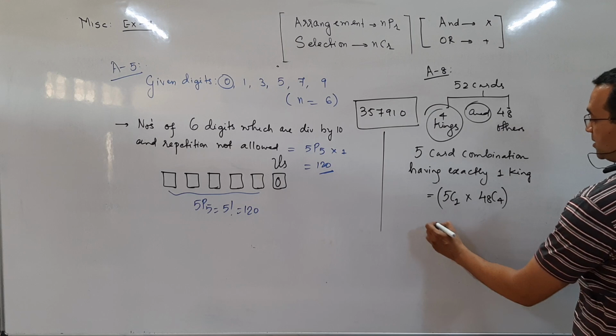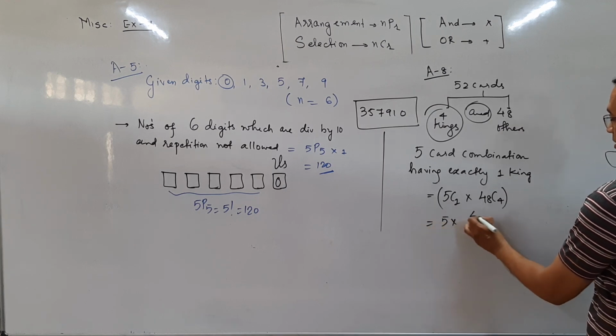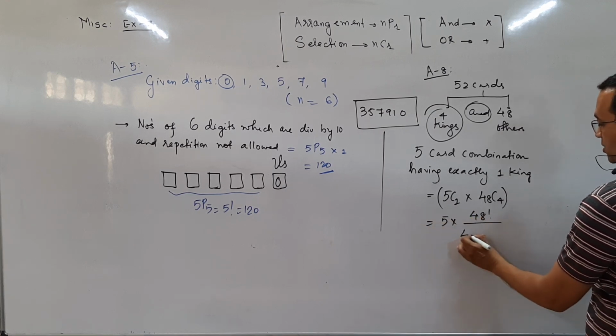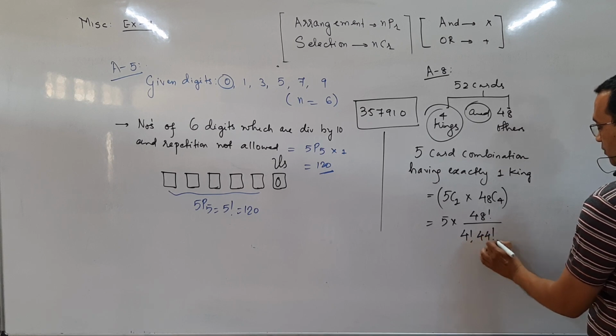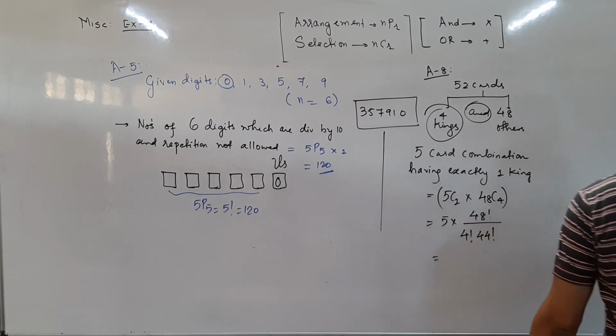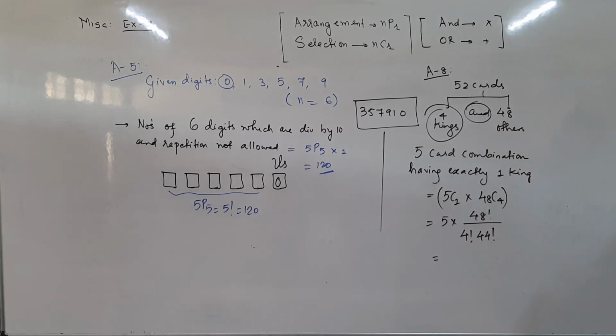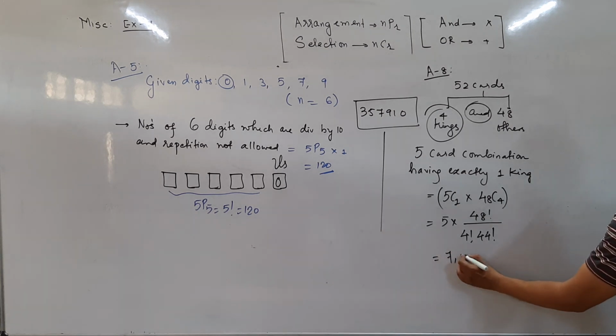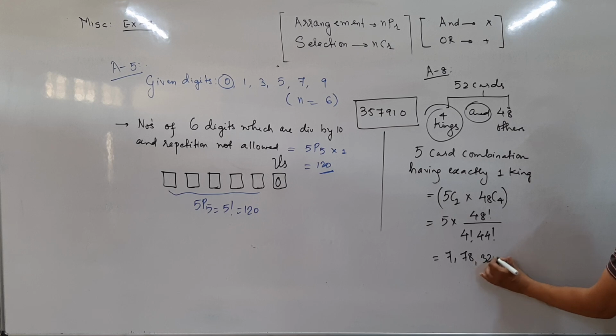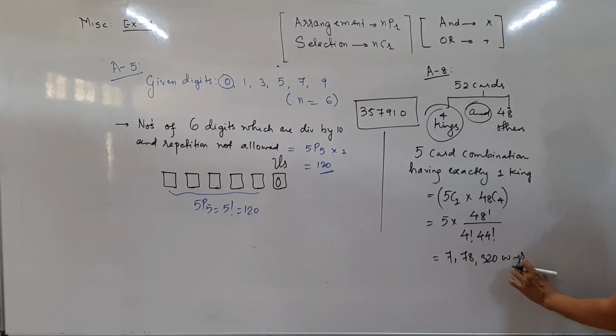Now nC1 is n, so 5C1 is 5. This is 48 factorial upon 4 factorial into 44 factorial. And simplifying this turns out to be 7,78,320 ways. We can select in this many ways a combination of 5 cards which includes exactly 1 king.